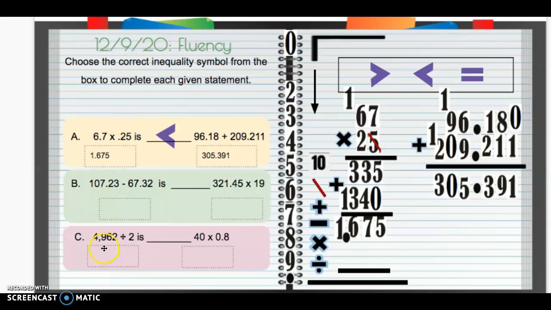So B and C are going to be on the next slide with a different video. So stay tuned where we're going to be going back and forth between slides for fluency today.